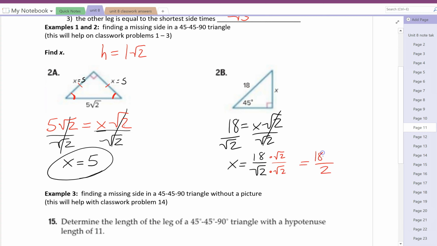Up top, I would have 18 times the square root of 2. Now I can simplify, right? Since I could do 18 divided by 2 to simplify this a little bit more. The square root of 2 is going to be left alone. It's going to stay up here. But 18 divided by 2, actually it's not going to be a fraction after this. 18 divided by 2 is 9 times the square root of 2. That would be my answer.